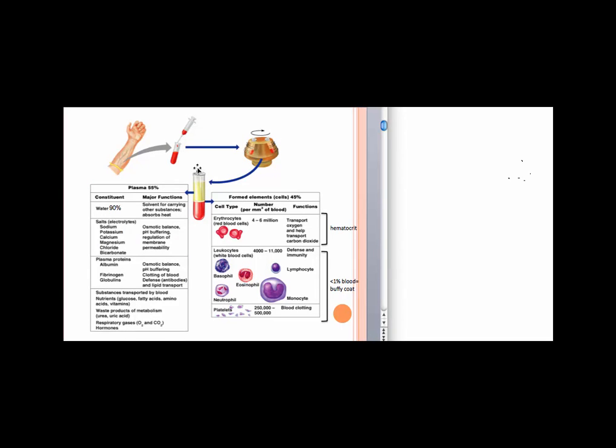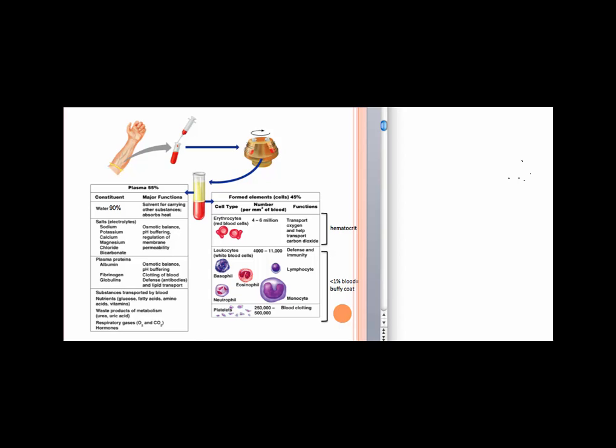Here we're going to look at blood more closely. If we spin down blood in this container called a centrifuge, we can separate our blood into two major components. We have plasma, which is the liquid portion here in yellow, and we have the formed elements, which is this white layer and this red layer below. Plasma, most of that is composed of water. 90% of that is water.